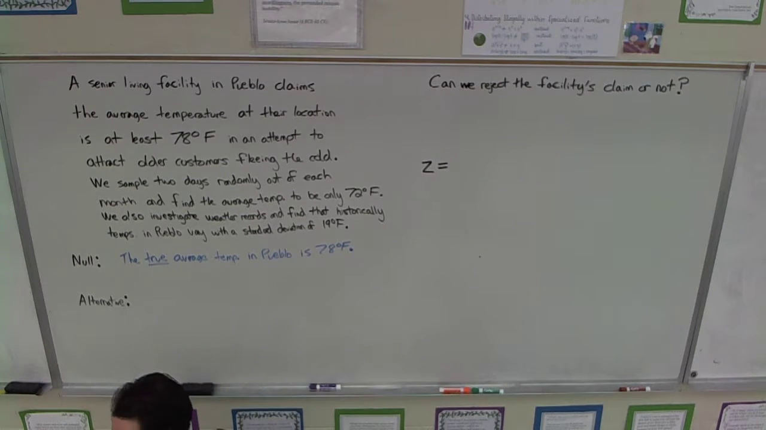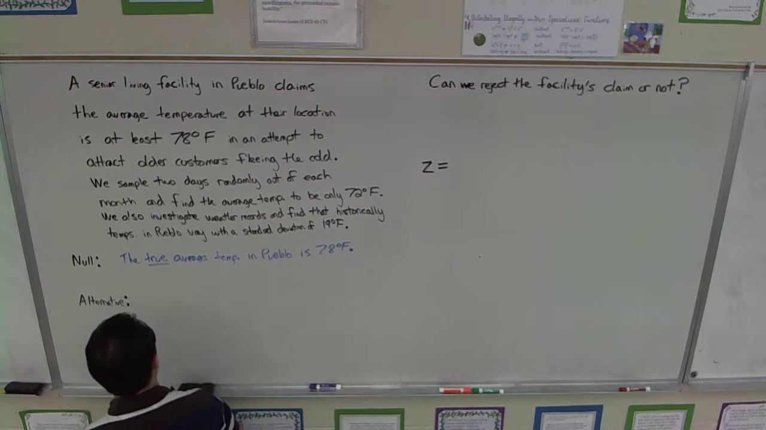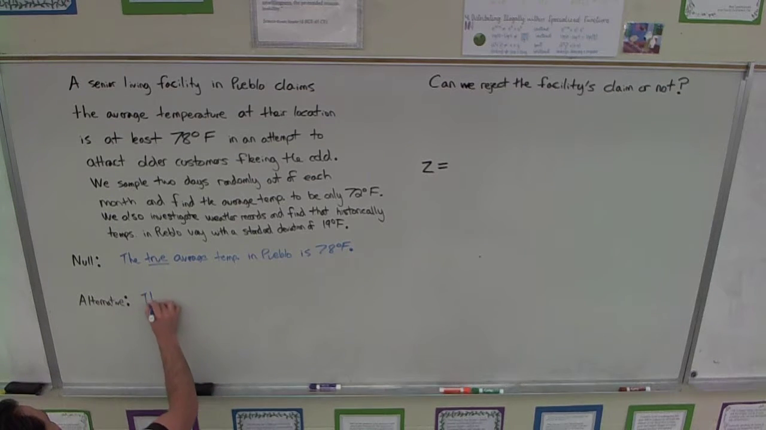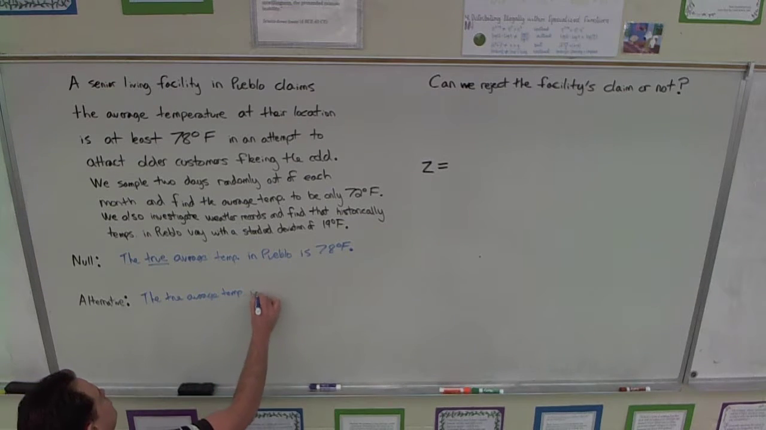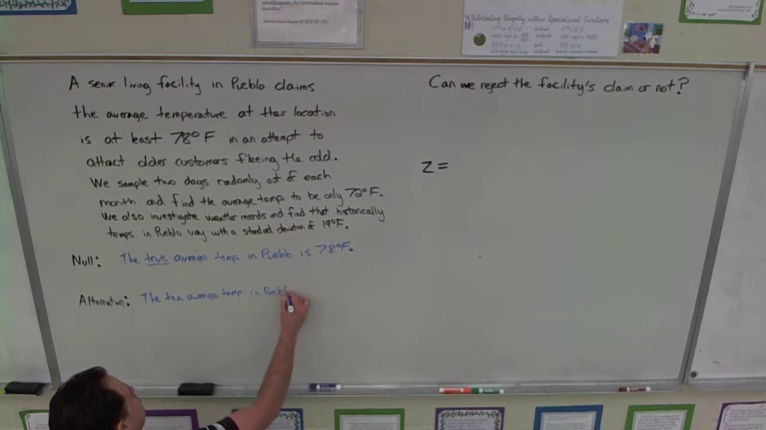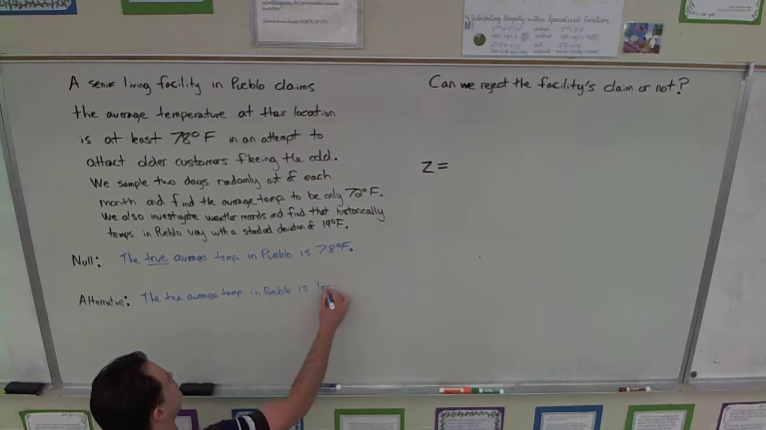The alternative, we could just say the opposite and say it's not 78 degrees, but based on our sample, I think I'm going to say, any ideas? Less, more? Less. I think that's probably a good way to go on this one. So we'll say here the true average temperature in Pueblo is less than 78 degrees.